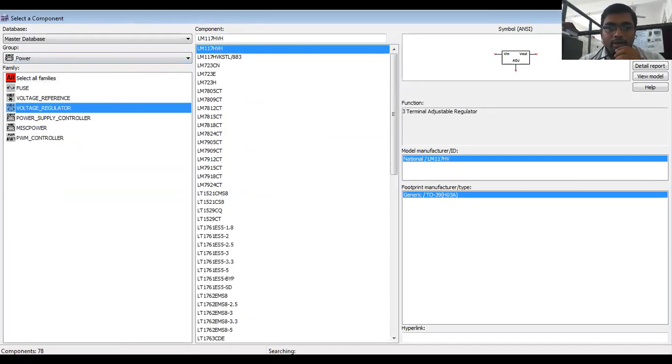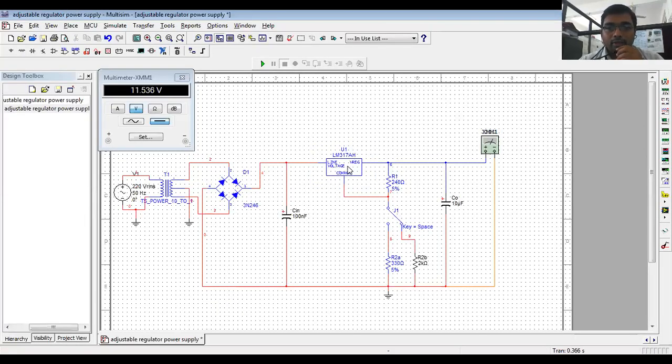In some versions of Multisim it is available. You can also select this LM317AH. So one terminal is the input voltage, then the common means adjustable, and V regulated means the output terminal. Now we have to calculate the 240 ohm resistor R1.